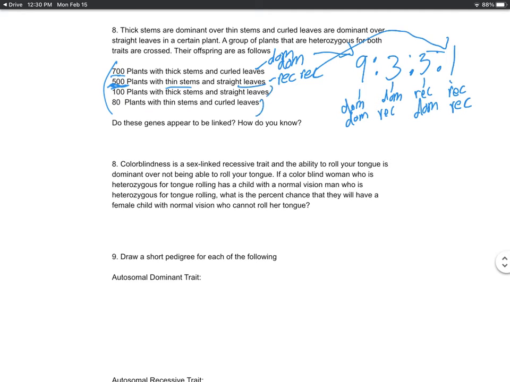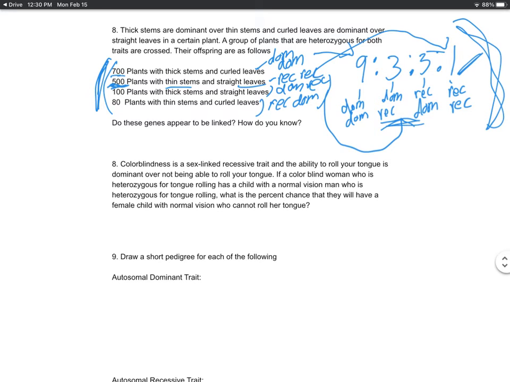And then here are my dominant recessive combinations, which should be 3 out of 16. There should definitely be more of these than there are of these, and that is not the case. So these ratios are definitely too far off of this expected ratio. Therefore, I can assume these genes, yes, they do appear to be linked.